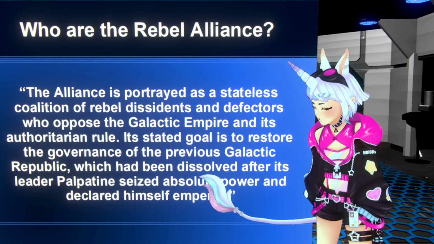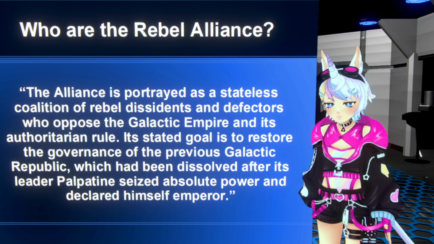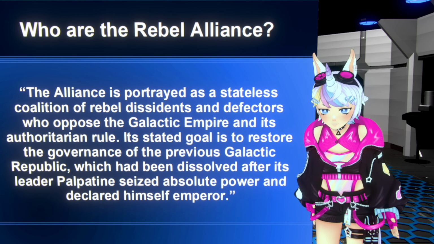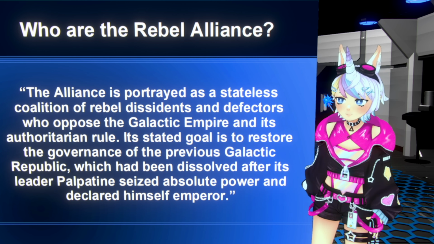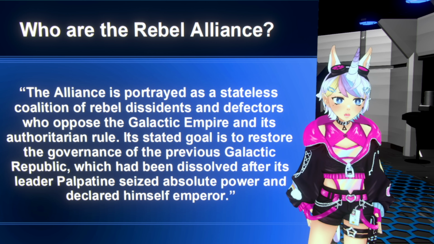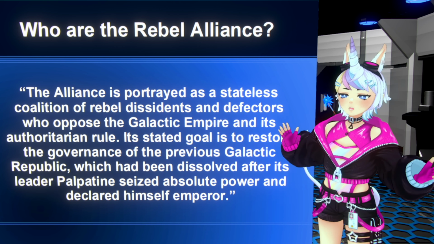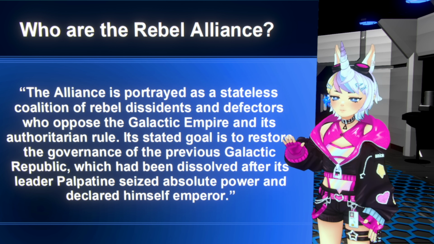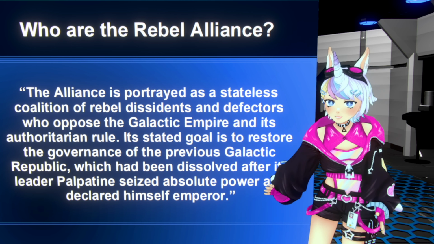And we can quite clearly see what that goal is if you read out the description of what the Rebel Alliance is from the Star Wars wiki. The Alliance is portrayed as a stateless coalition of rebel dissidents and defectors who oppose the Galactic Empire and its authoritarian rule. Its stated goal is to restore the governance of the previous Galactic Republic, which has been dissolved after its leader Palpatine seized absolute power and declared himself Emperor.